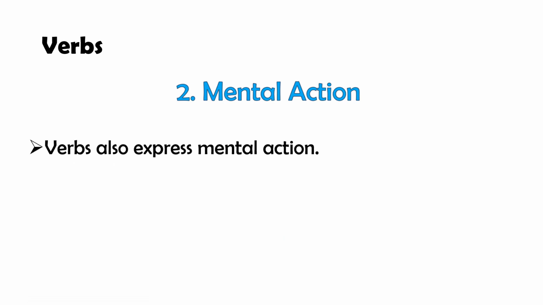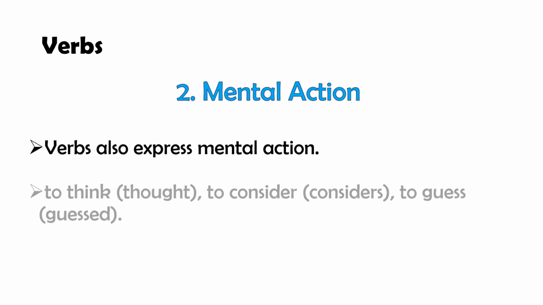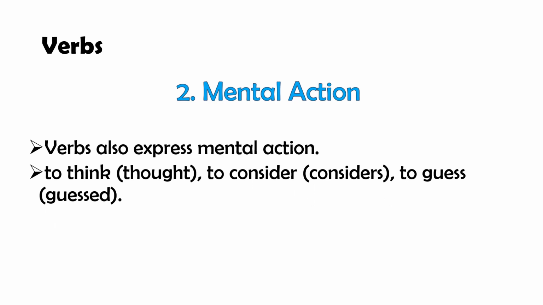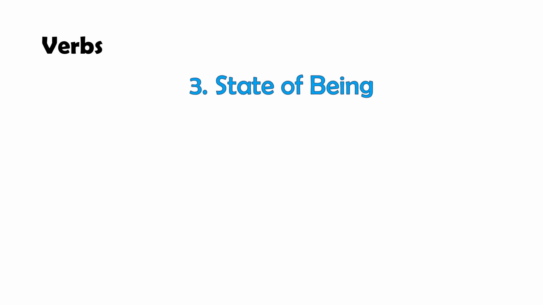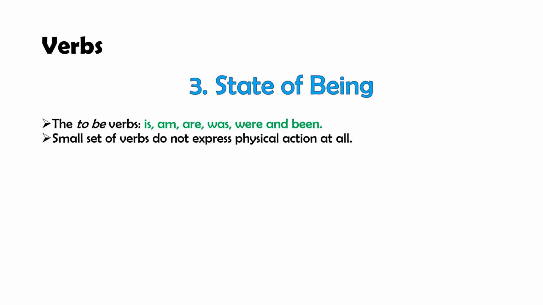Verbs also express mental action. To think, to consider, to guess are some examples of mental action verbs. Verbs also describe state of being. These are the to-be verbs. The to-be verbs are is, am, are, was, were, and been. These are a small set of verbs that do not express physical action at all.